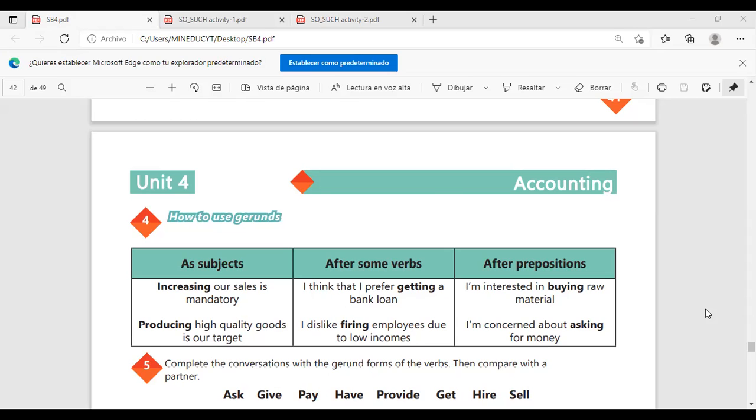After some verbs: I prefer getting a bank loan, or I dislike firing employees due to low incomes. Then after prepositions: I'm interested in buying raw material. I'm concerned about asking for money.